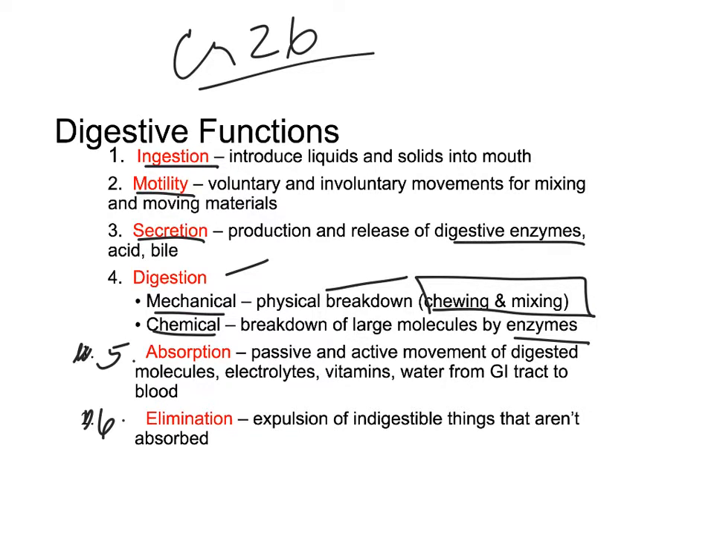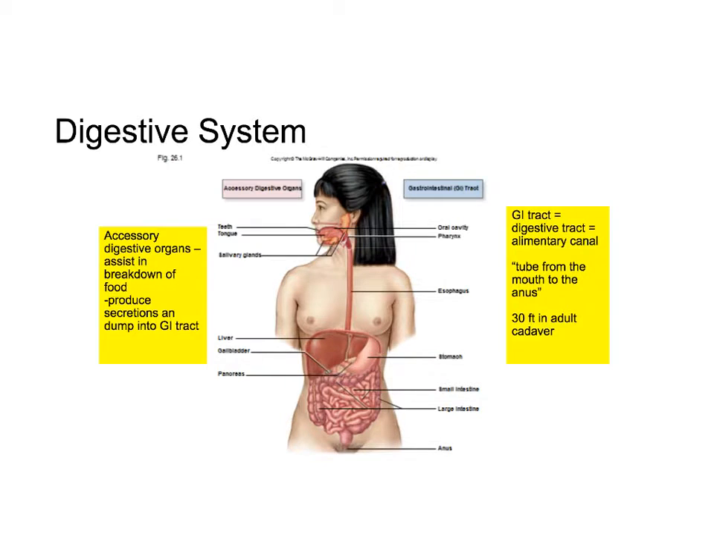So, 6 things. Now the digestive system is basically a tube, and it starts at your mouth and goes all the way to the anus. They say in a cadaver, when everything is relaxed, the GI tract is about 30 feet long. There's several names for it: the GI tract, the digestive tract, and sometimes the alimentary canal. So it's the tube from the mouth to the anus.